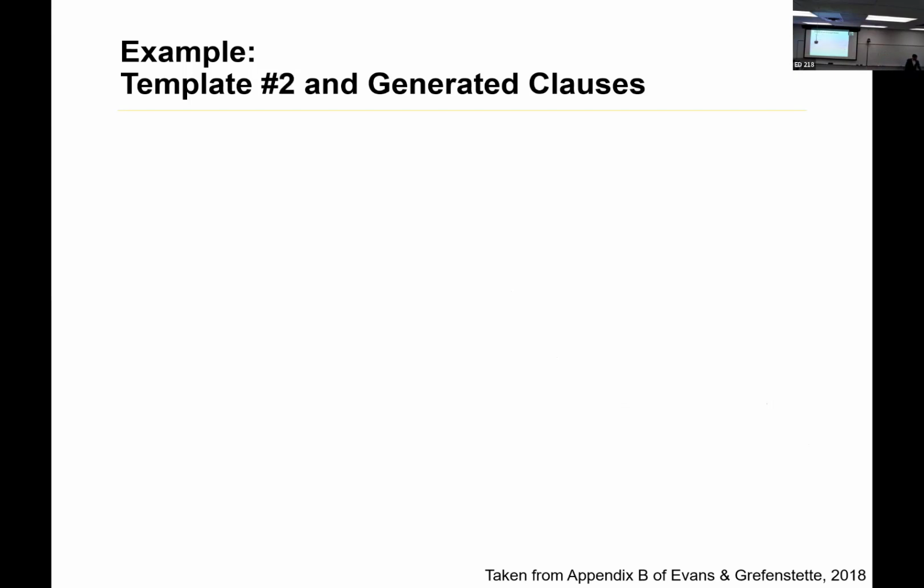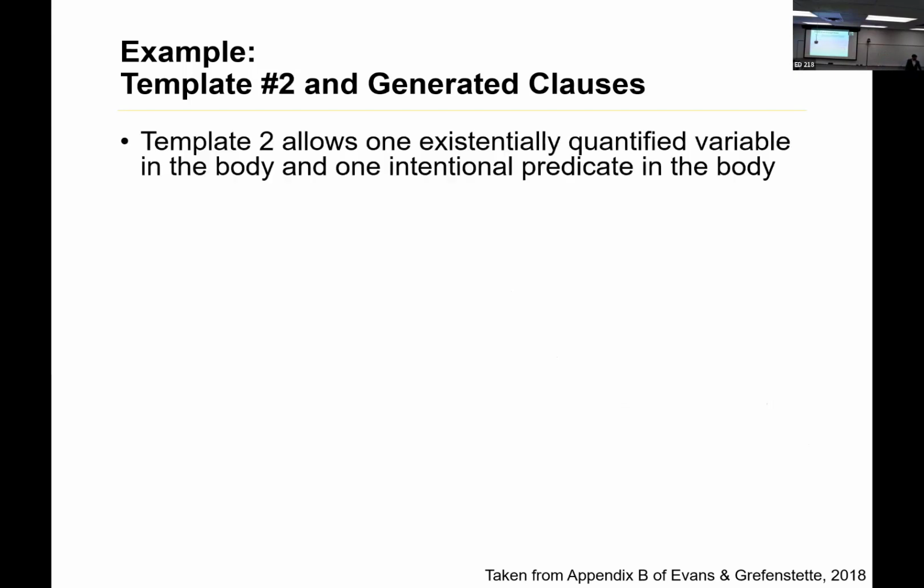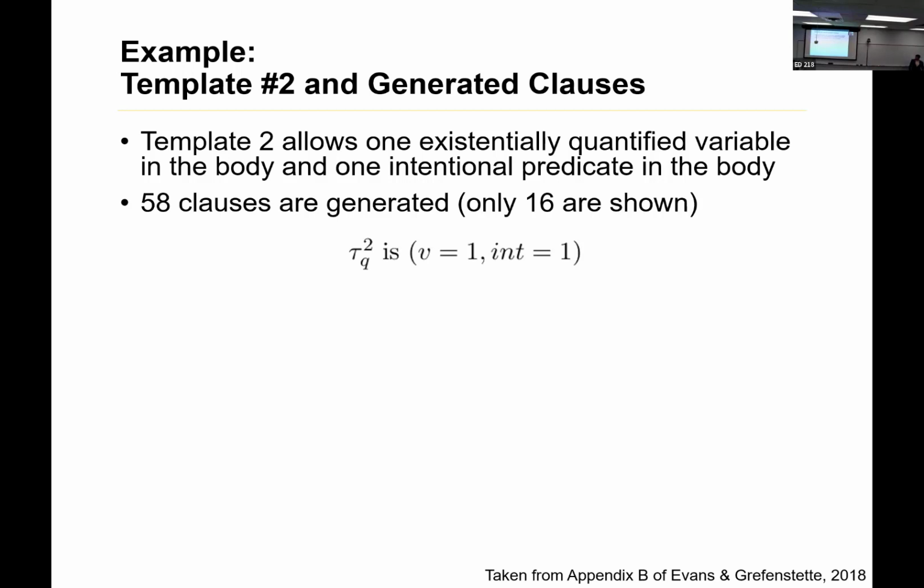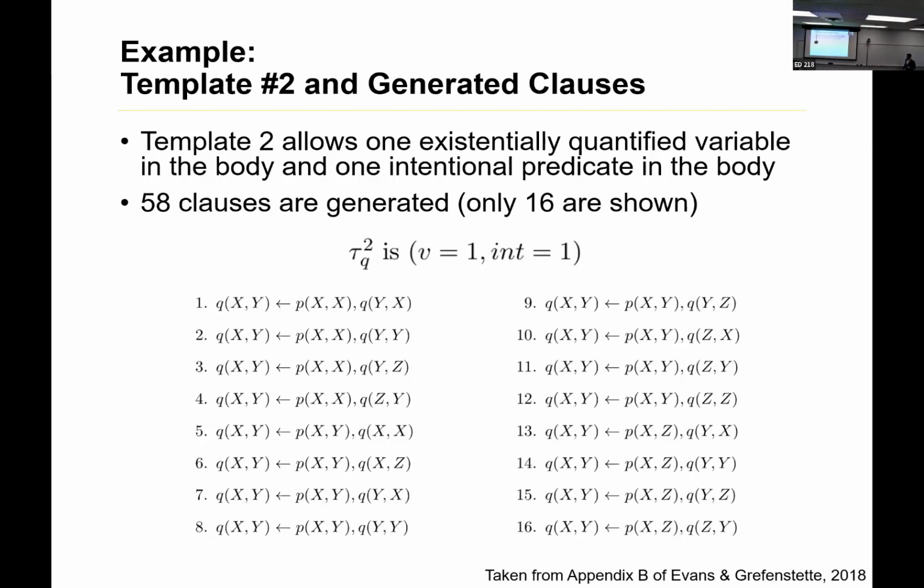All right, so let's look at another example, template number 2. And here, we'll change this up a little bit: 1 existentially quantified variable in the body and 1 intensional predicate in the body. So here's how that looks. And there's 58, and we'll show the 16. And by the way, in case you didn't see the subscript, this is all in Appendix B of the paper. But here's just a listing of them. And again, some of them could be pruned away. I think the redundant ones weren't shown.